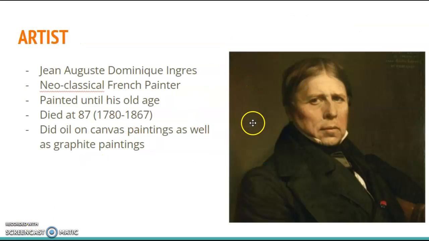Let's talk a little bit about the artist Jean-Auguste Dominique Ingres. He was a neoclassical French painter who started painting since he was a young man, and he painted until his old age. He died at 87, having lived from 1780 to 1867. He majorly did oil and canvas paintings as well as graphite paintings.